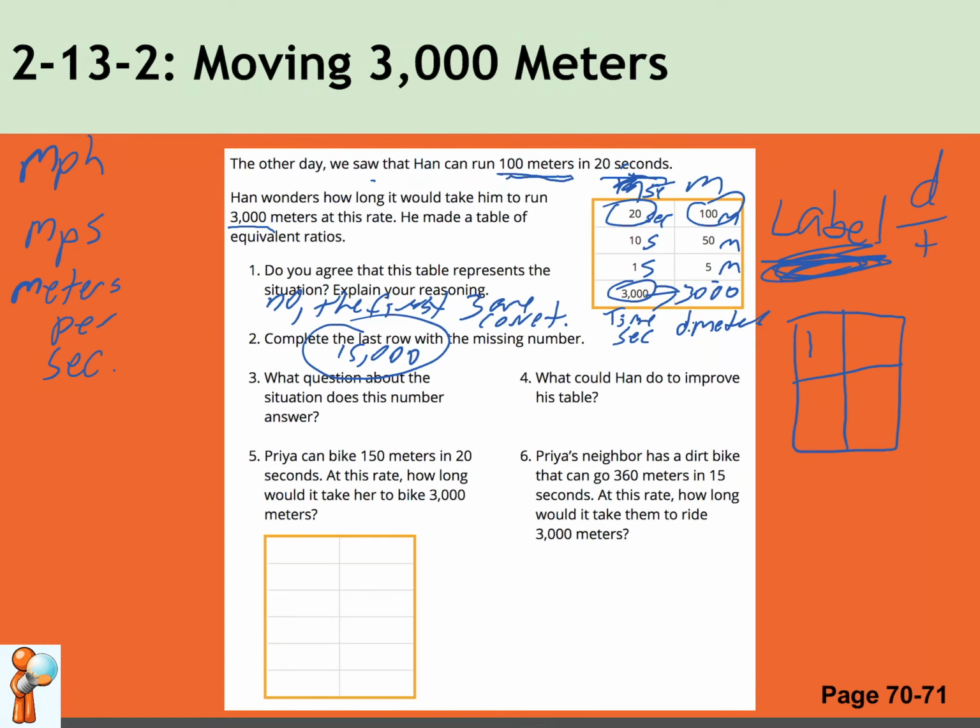We have 5 meters for 1 second, because here's our time and our distance. 5 meters for 1 second. And we need to find out the 3,000, because we got to correct his error there. So 3,000 is going to be multiplied. It's 3,000 meters.